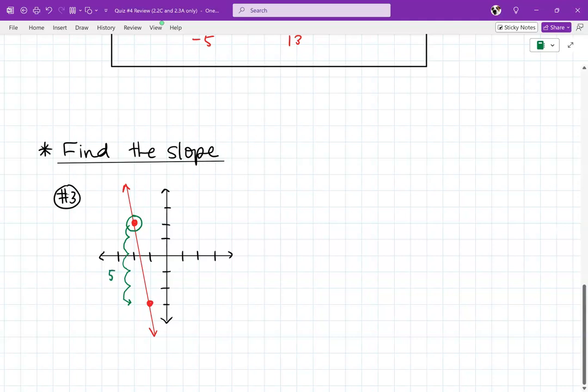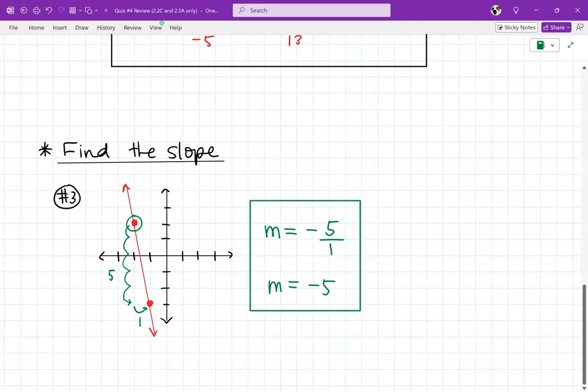And then from that point where the arrow's pointing, how many times do I have to jump over to get to the point? Well, just 1. So my slope is negative 5 over 1. Or if you just want to write negative 5, that's perfectly fine. Either one of these answers is just fine. There's 2 of those, I think. Let me make sure. Yeah, there's 2 of those. So that's pretty easy, right? Just count. Any questions on that one?